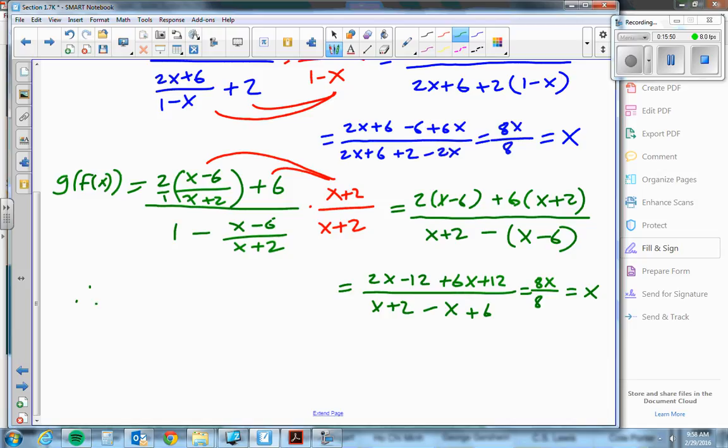And by the way, as far as stating your conclusion, you can just say, like I said before, f and g are inverses, or if you want, you can say g of x is the inverse of f, or f is the inverse of g. They're all the same thing. But that was the point of all that.